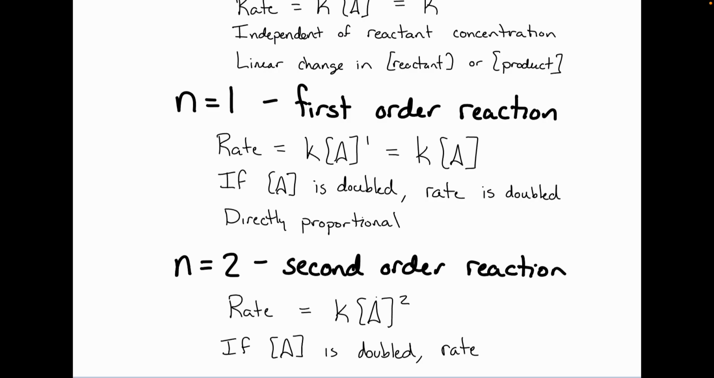Quadruple, it's going to be multiplied by 4, right? Rate is 2 squared, right? Concentration of A is doubled. My rate is then 2 squared or quadrupled, because again, it's dependent on the concentration of A squared.